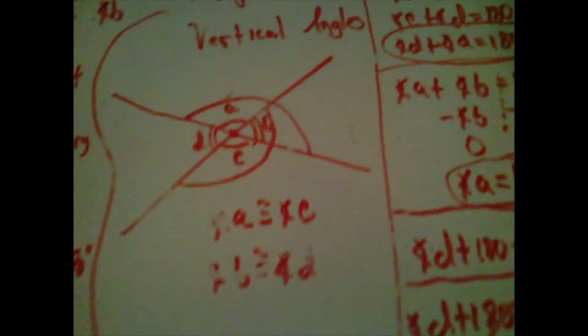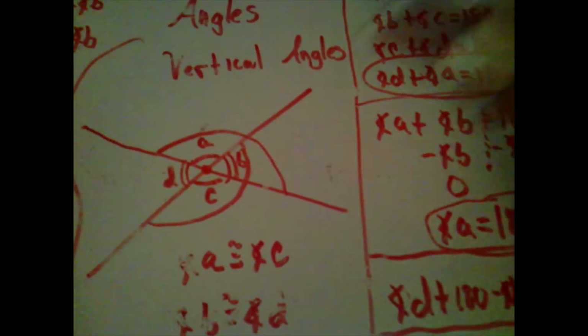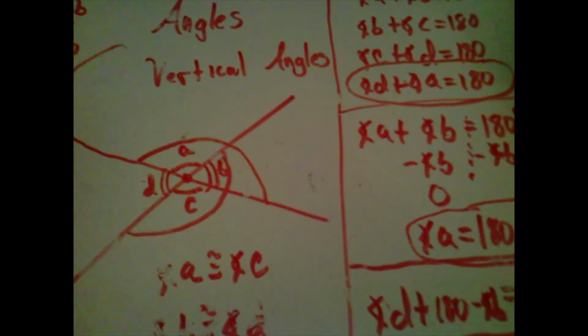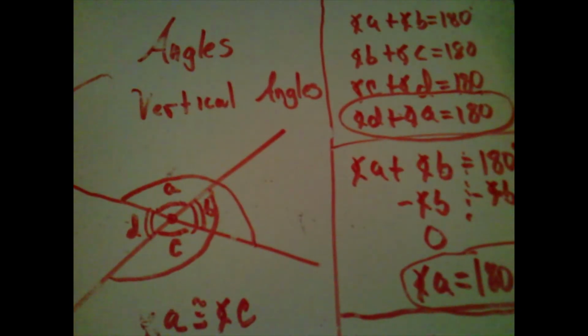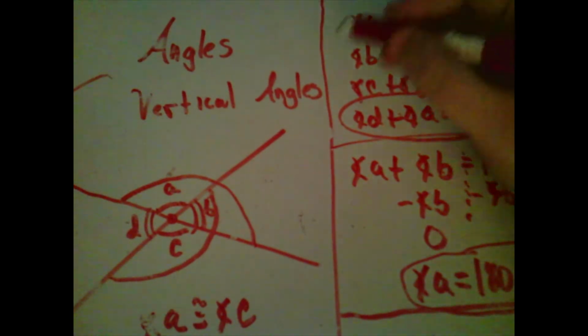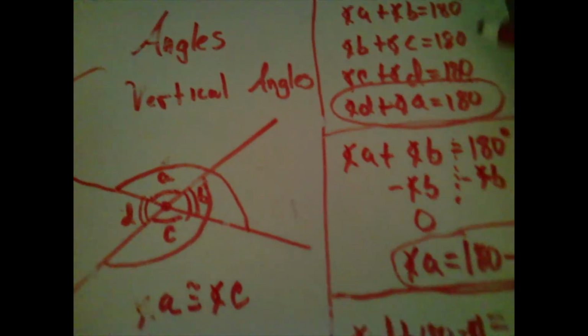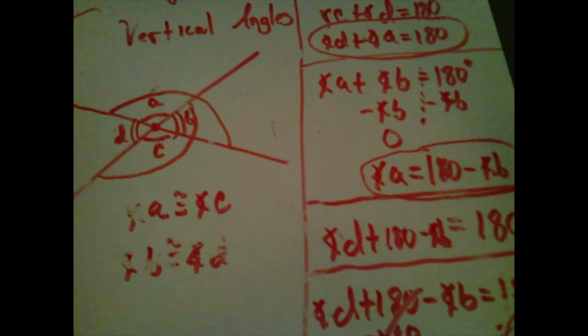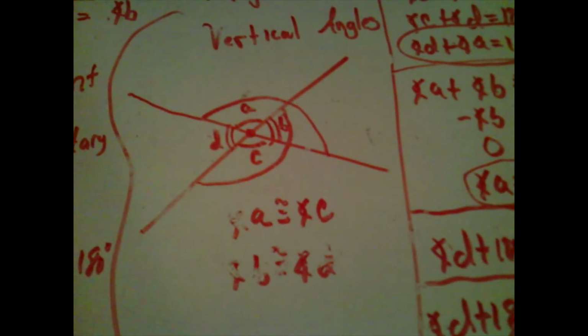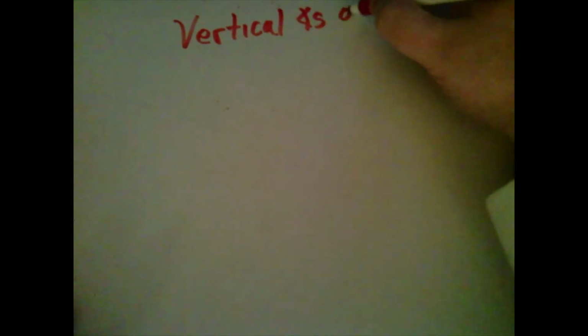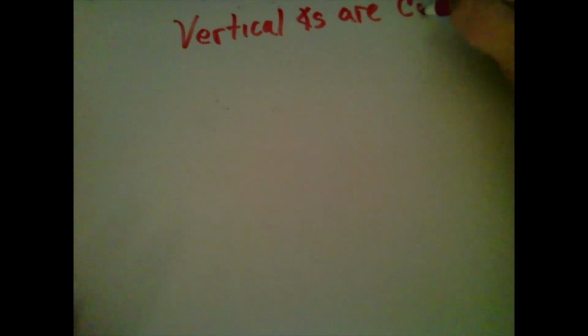By the same logic, we can show that angle A is equal to angle C. I'll leave that to you to show. You can send me a message with that answer if you like. Use this information here and the same method here to show that. So now we've shown that vertical angles are always congruent. We know that. Vertical angles are congruent.